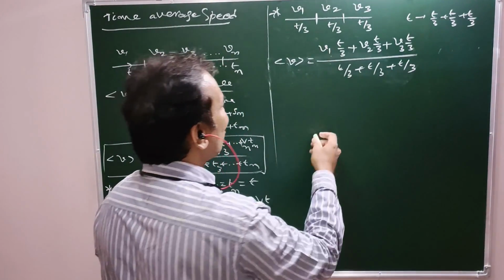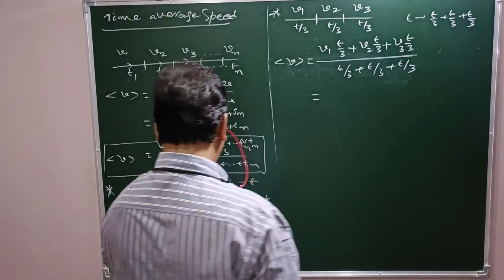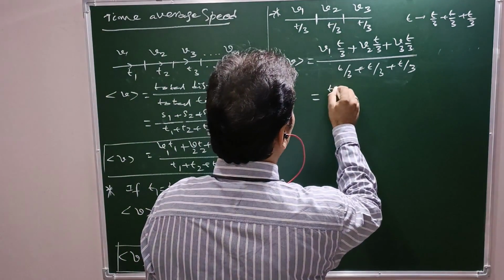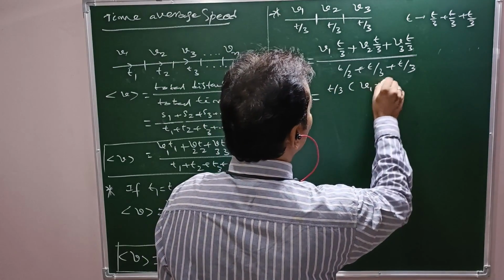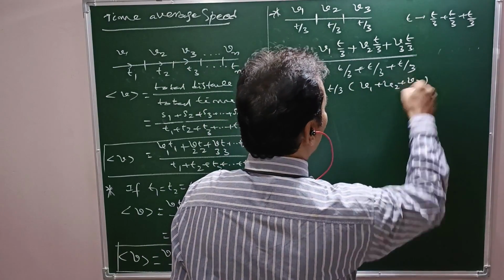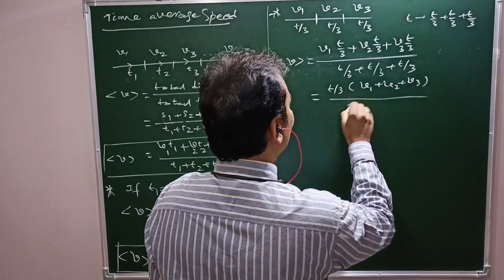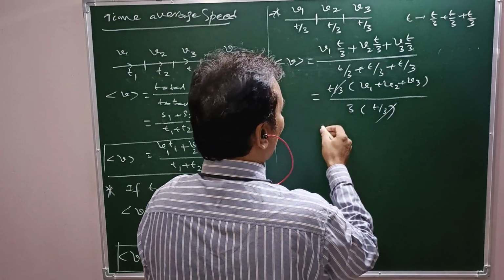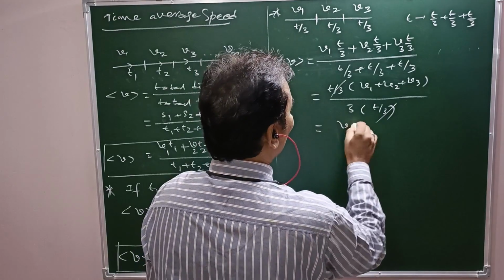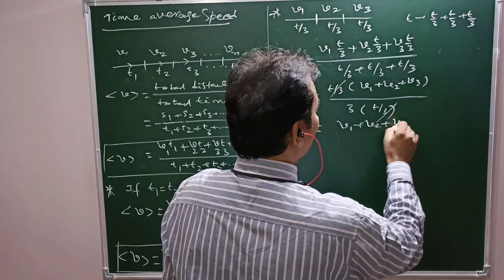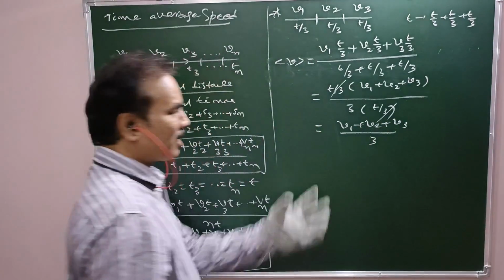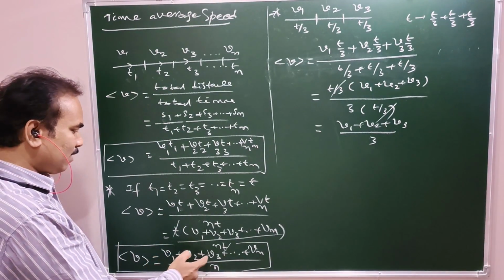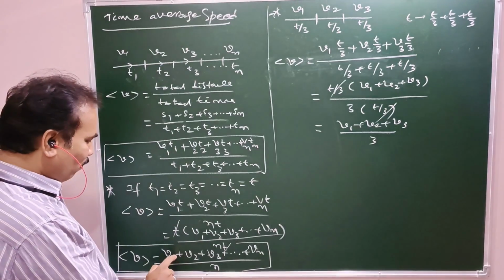Now T by 3 is common here. So V1 plus V2 plus V3, divided by 3 times T by 3, and T by 3 cancels with each other. We are left with V1 plus V2 plus V3 by 3. So it is the arithmetic mean. Here also V1 plus V2 plus V3 plus up to so on, here we have only 3 terms.